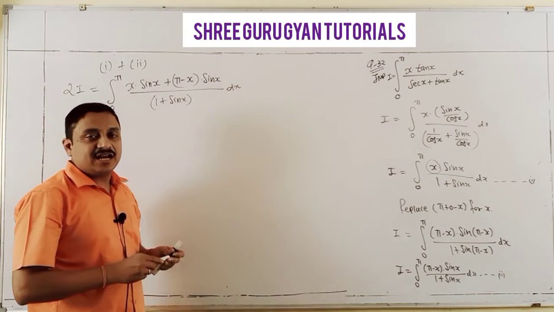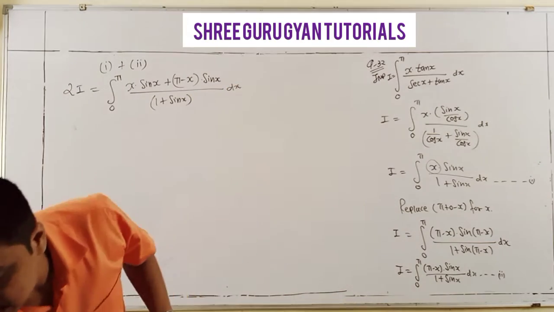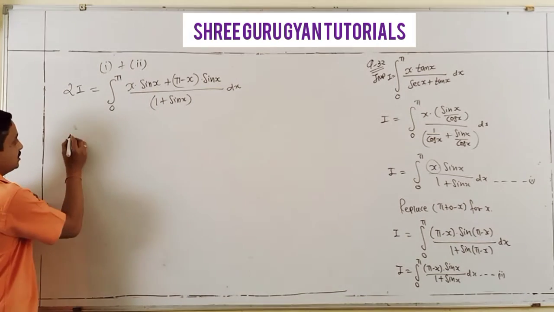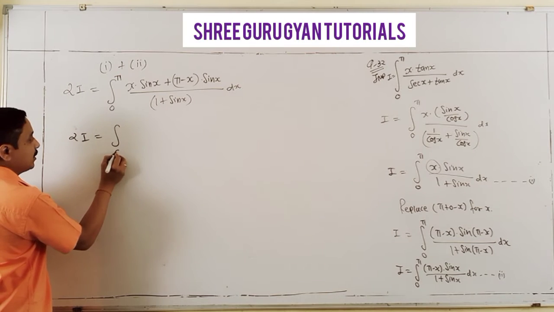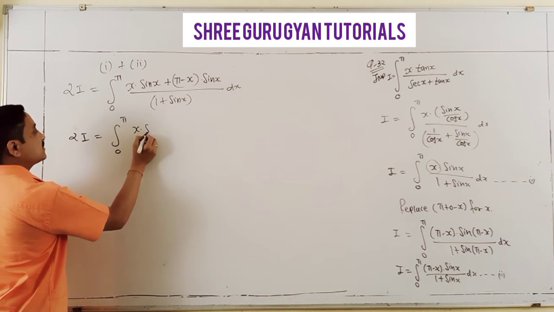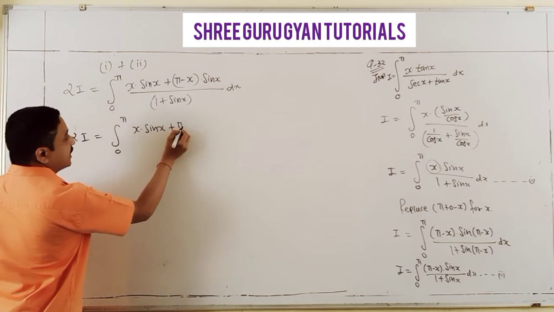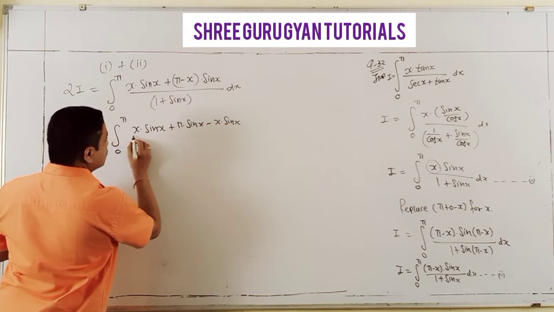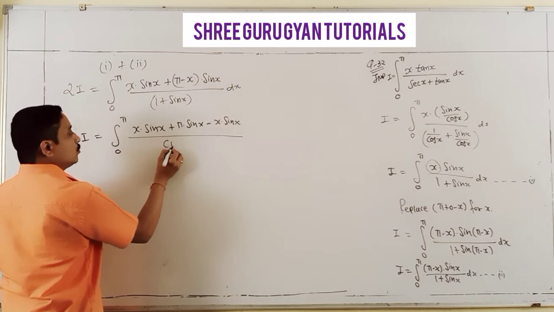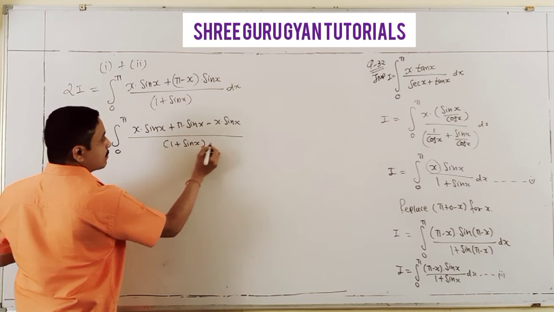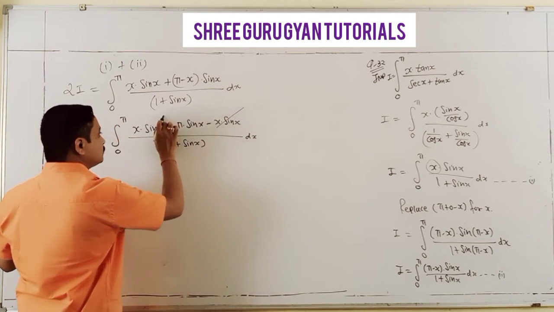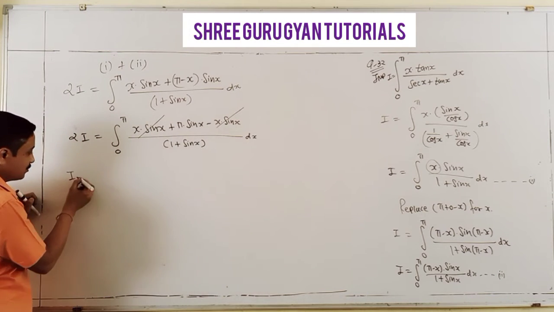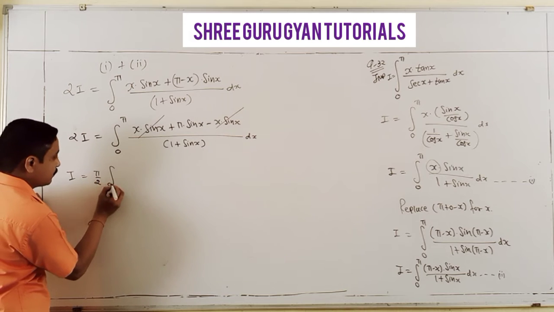Students, as it is. Now you can take further solutions and create your answer. So students, I want an easy solution: 2I equals 0 to pi, x sin x plus pi sin x minus x sin x upon 1 plus sin x. Now this cancels, and pi and this 2 divided, so I equals pi by 2, 0 to pi.